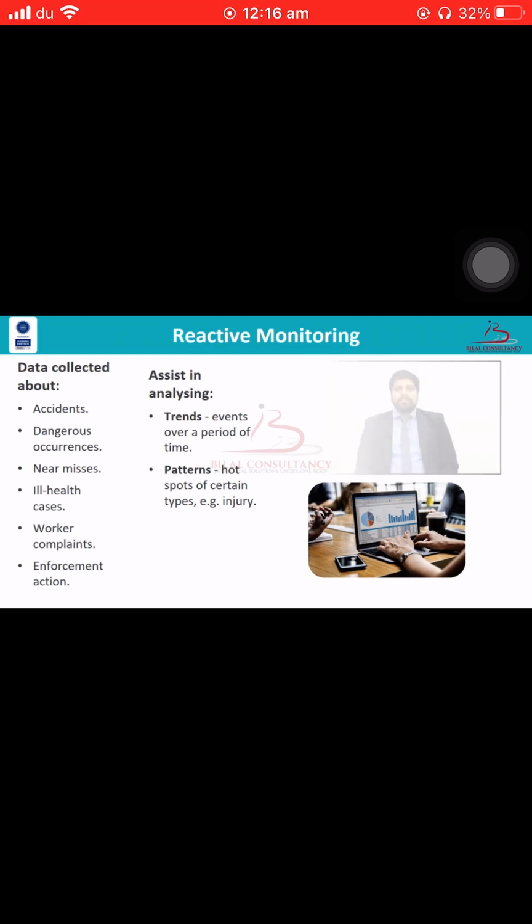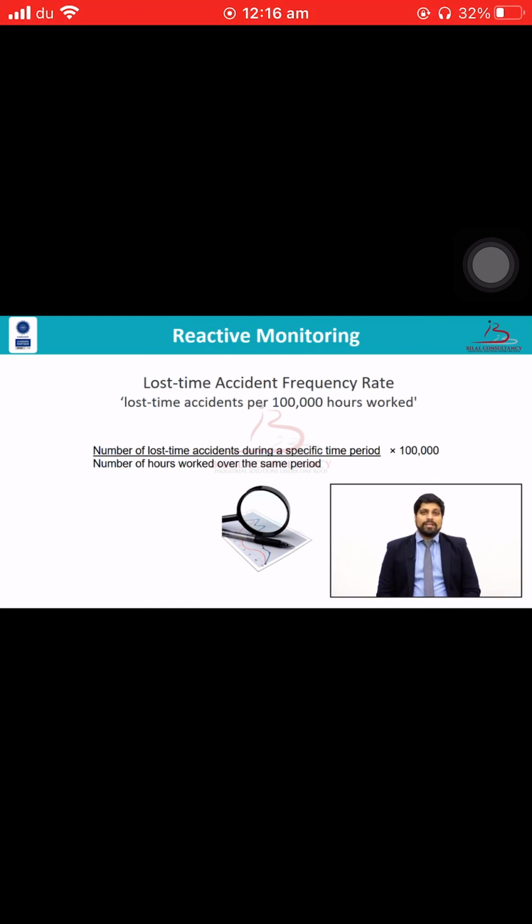Going forward to the lost time incident rate, first we need to understand what a lost time accident is. Any accident that occurs at your workplace in which the worker is injured and is absent from the workplace for a straight 24 hours after that injury. It means he didn't come back to the job, he didn't come back to his shift after 24 hours. Then it means that a lost time accident has occurred at your workplace.